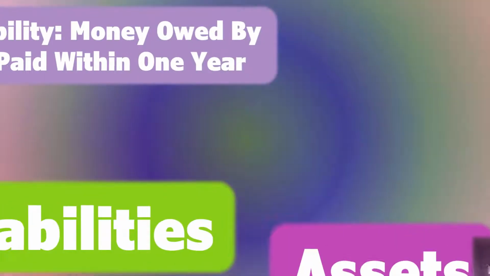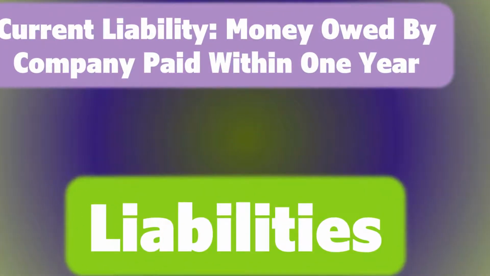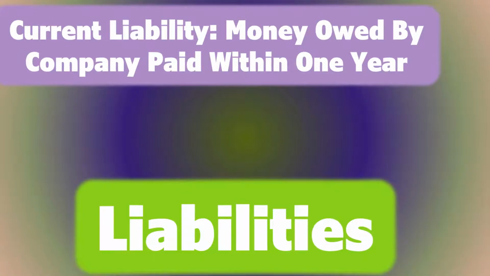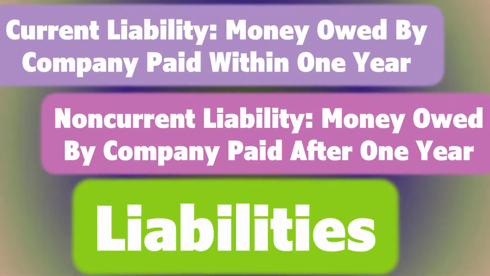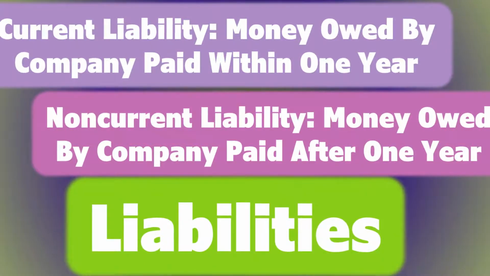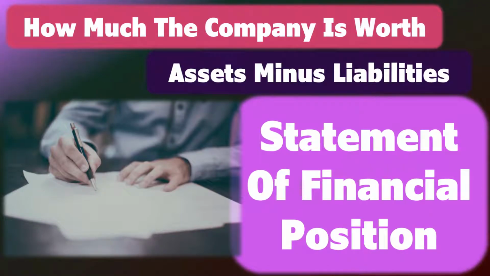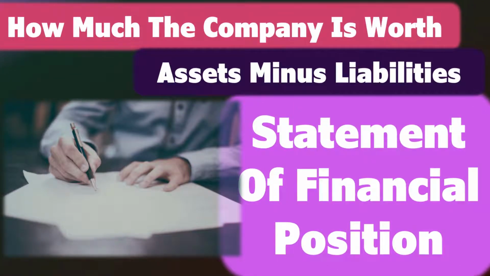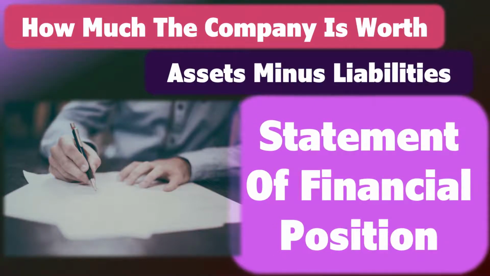The opposite of a current asset is a current liability, which is money owed by the company that will be paid within 1 year. Likewise, a non-current liability is money owed by the company that will be paid after 1 year. The statement of financial position shows how much money the company is worth at a moment in time, which would be its assets minus its liabilities.